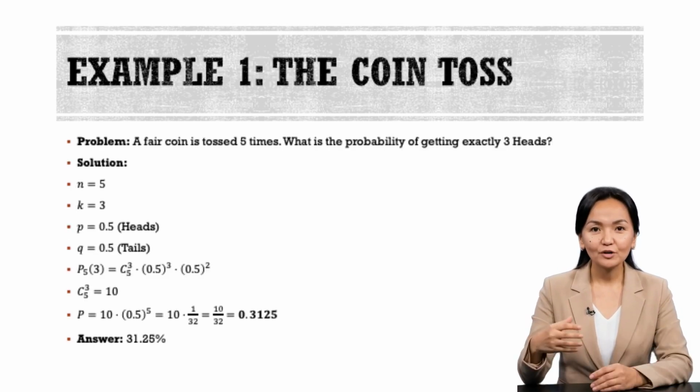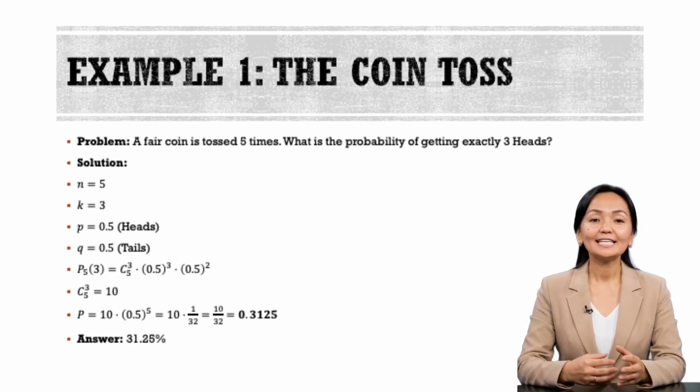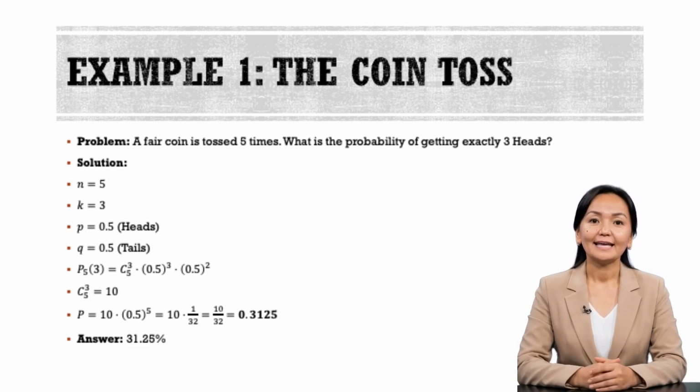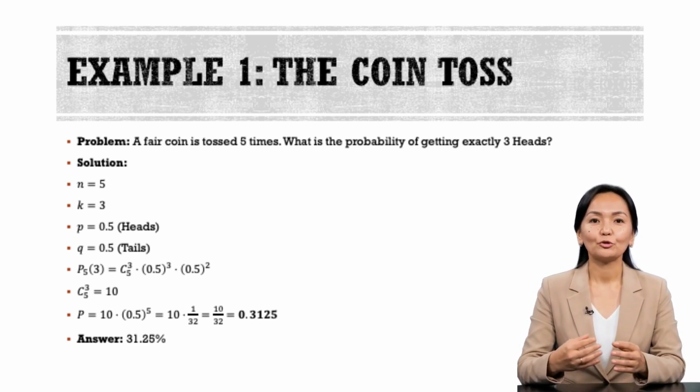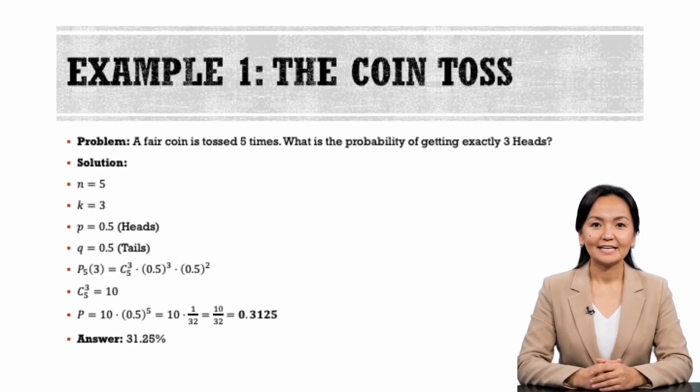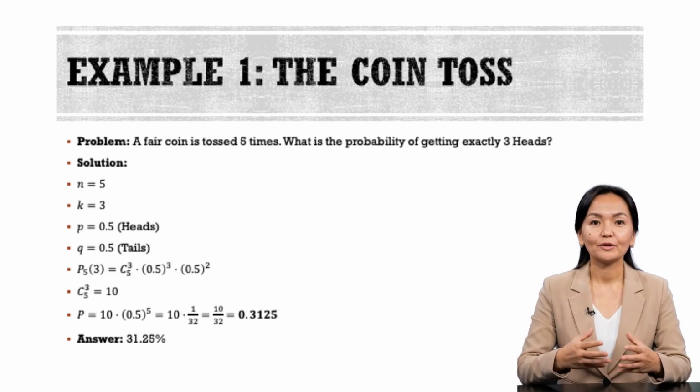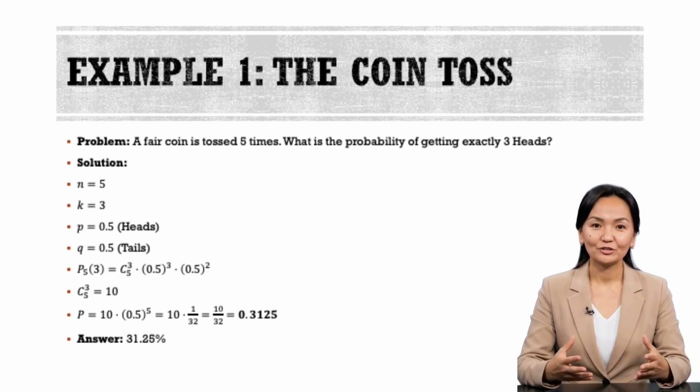Let's apply the formula to a concrete example. Suppose we toss a fair coin 5 times. What's the probability of getting exactly 3 heads? Here, n equals 5, k equals 3. Since the coin is fair, the probability of heads, p, is 0.5, and the probability of tails, q, is also 0.5.